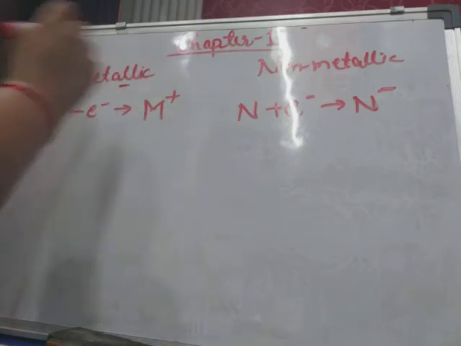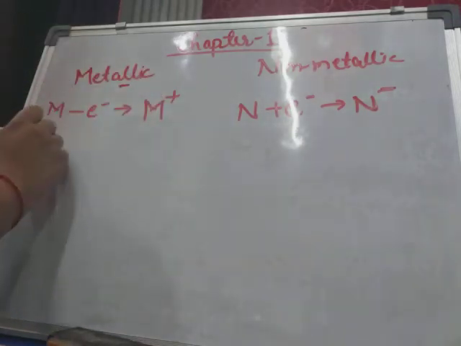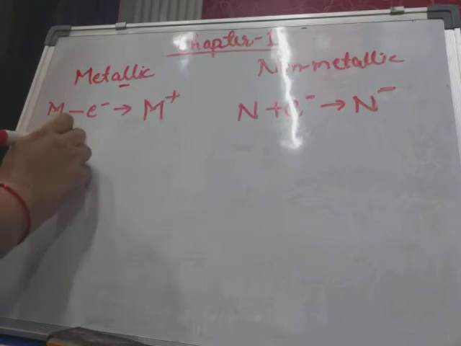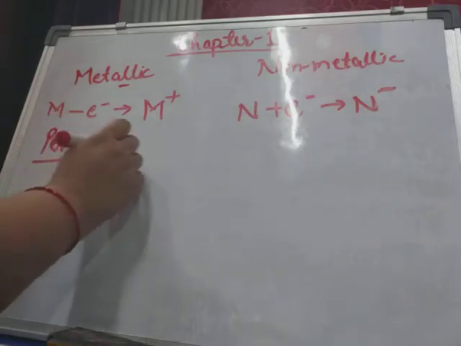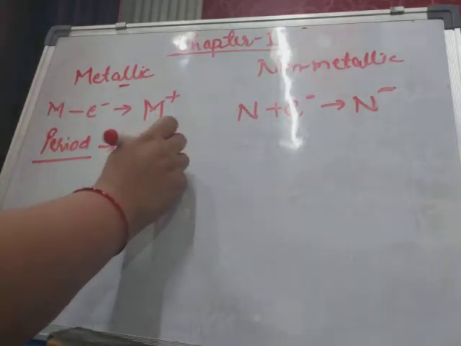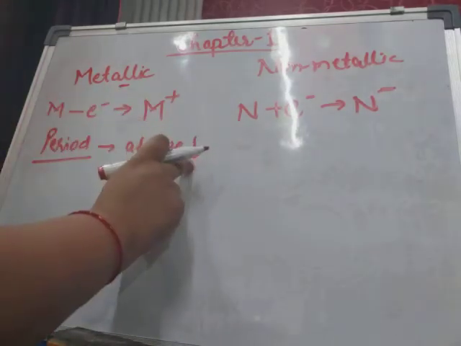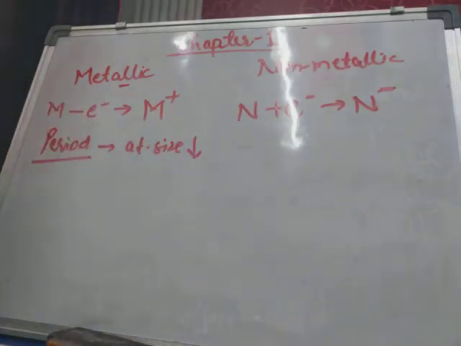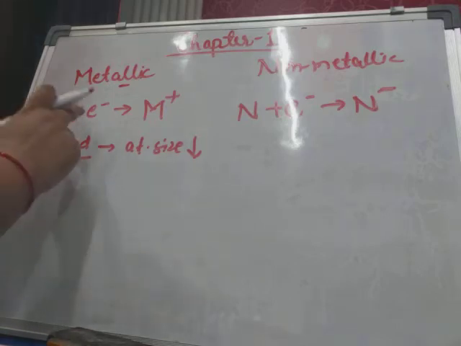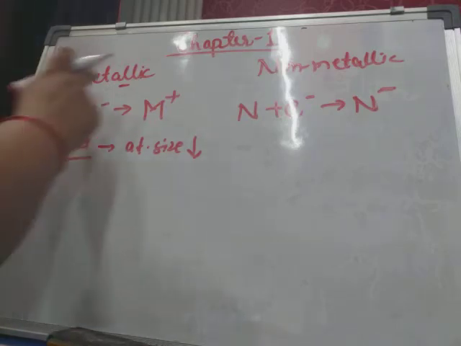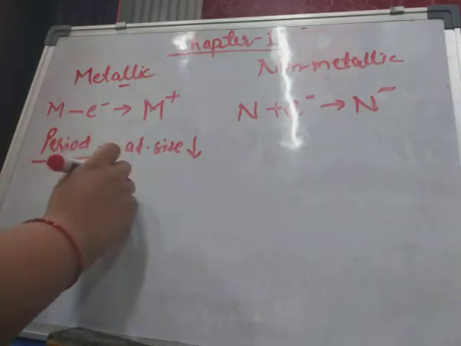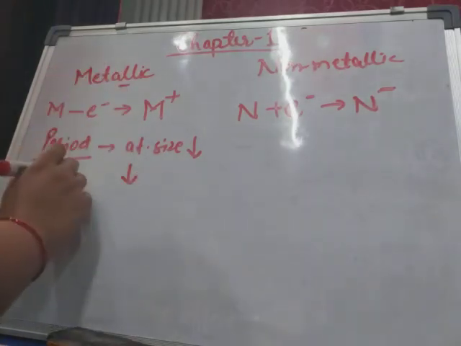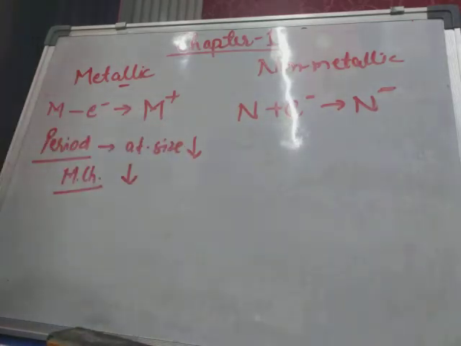So if you are talking about metallic character, if you are moving in a period, atomic size is decreasing. If atomic size is decreasing, removal of electron will become difficult. And if removal of electron is becoming difficult, it means metallic character is decreasing. Yes, metallic character decreases because atomic size is decreasing and removal of electron will be difficult.